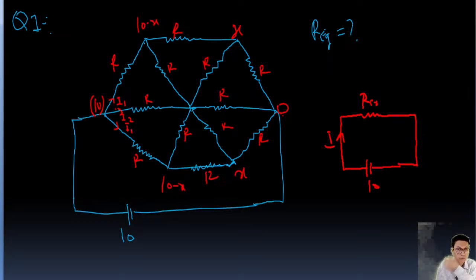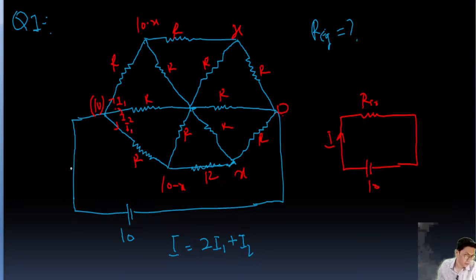So from this circuit it is clear that the total current I is going to be 2I1 plus I2, because this current is I2 and these are I1 because of symmetry, guys. The voltage at these points is 10 minus x, 10 minus x, x and x.